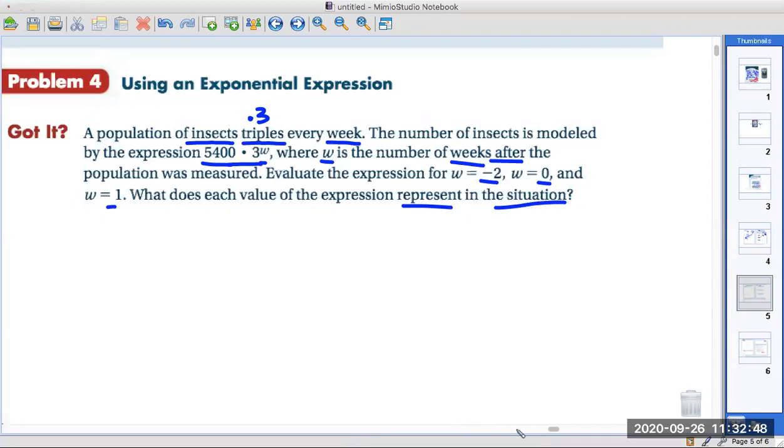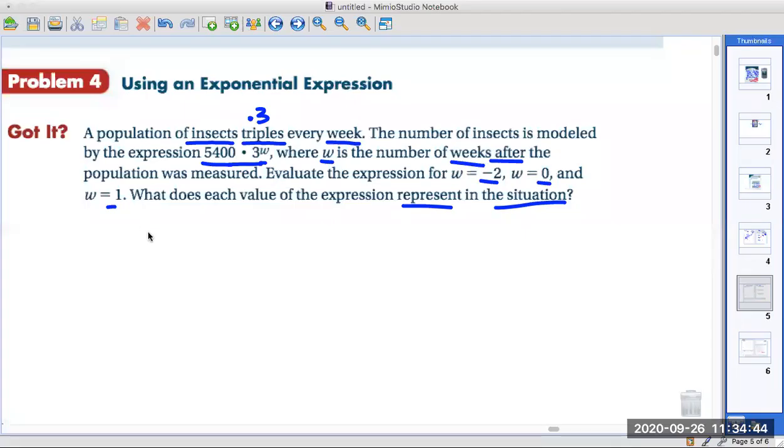Okay, I'm going to take a second. So what we're going to do, guys, is make a t-table to find our answers. And the function or the rule I'm putting on top, 5,400. You can also use parentheses, times 3 to the power of W. Notice the W is a little higher. That's my exponent. And this times and the parentheses mean the same thing, okay?